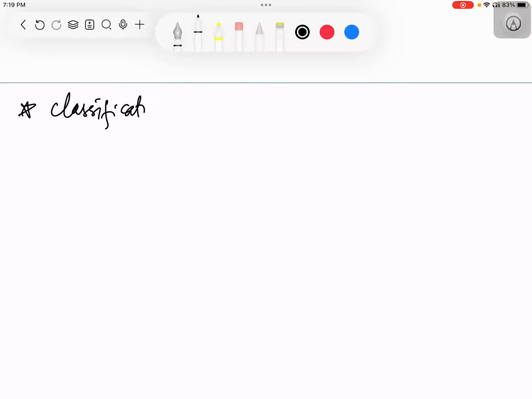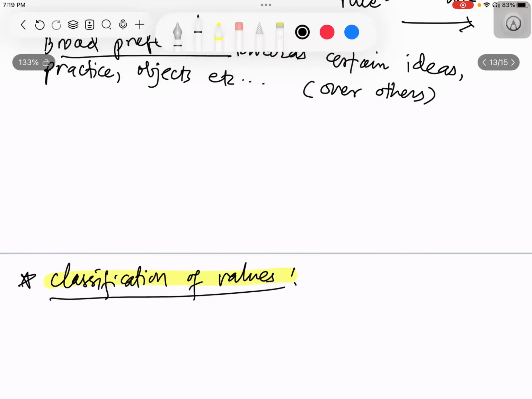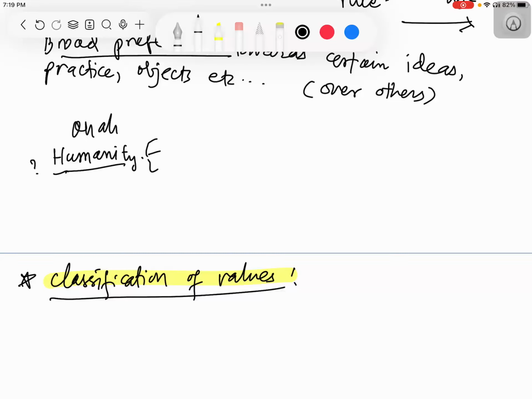Anyone else wants to say? Sir, humanity. Humanity? Humanity can be a value if... By the way, many of you are continuously saying this term humanity. The point is that humanity has many different interpretations. So in the exam, what exactly you mean by humanity, you have to write a qualified phrase. For example, you say respect for humanity.